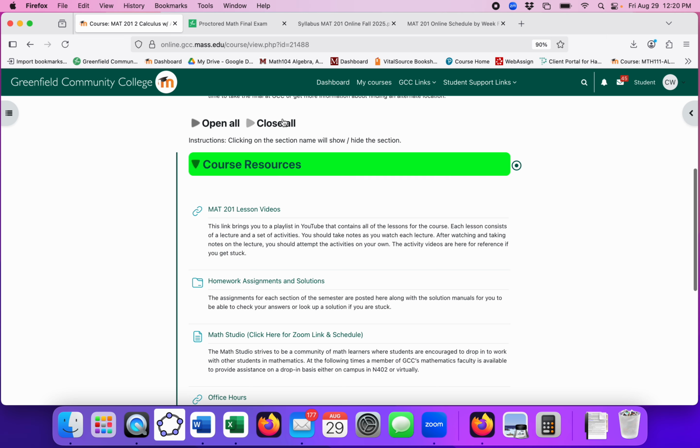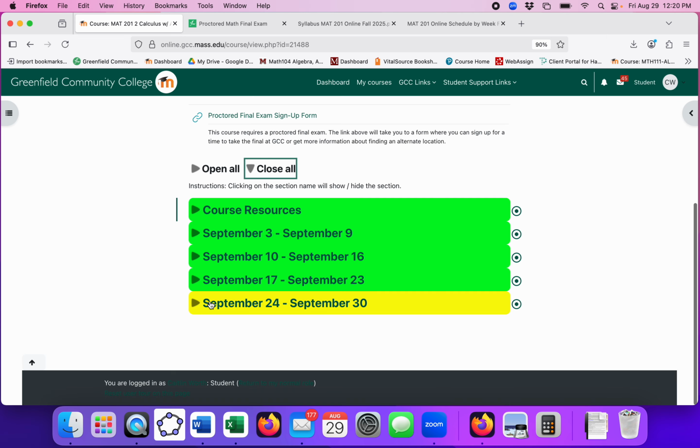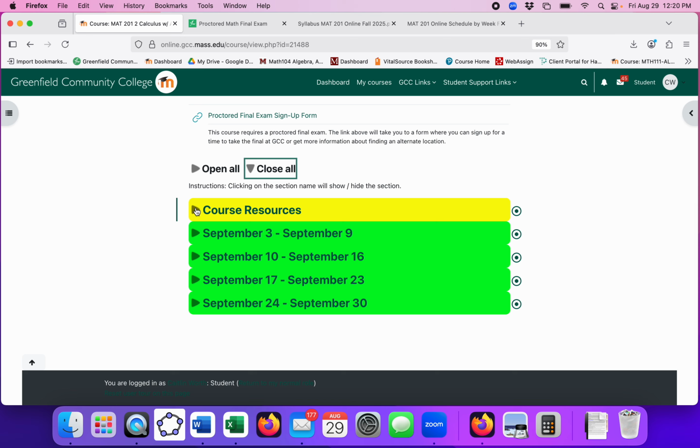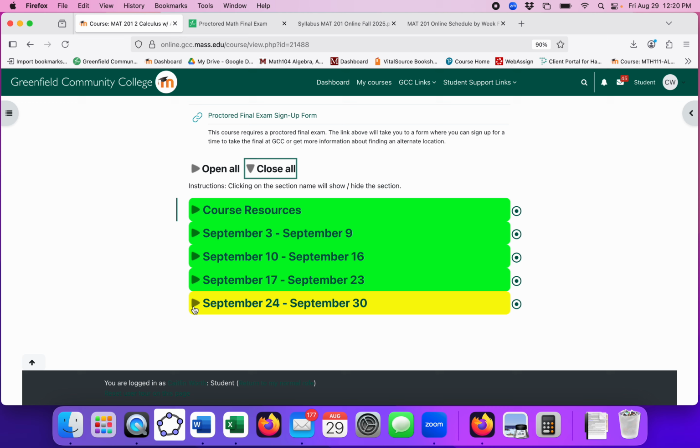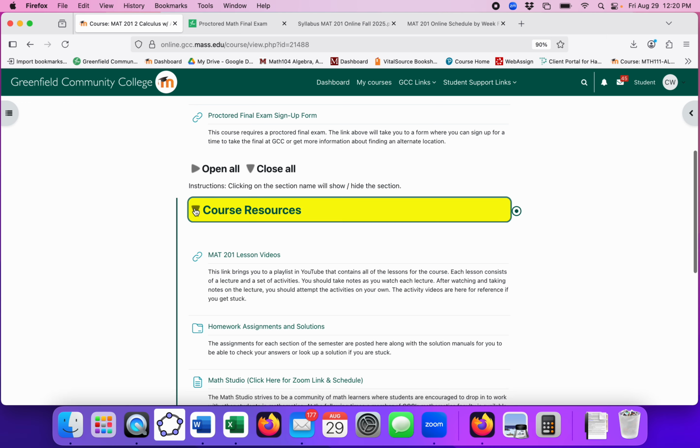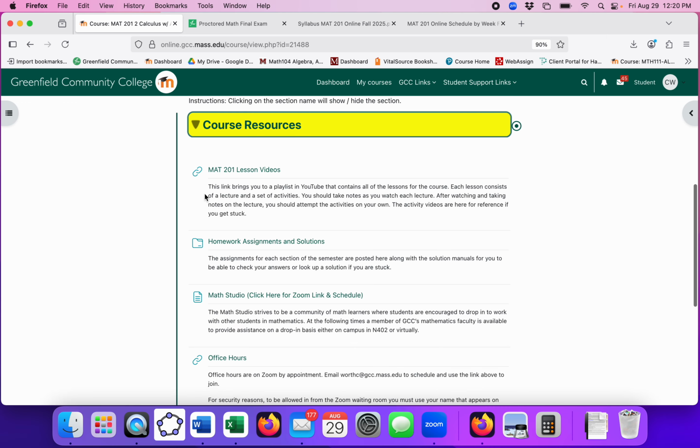Okay, next we have all the blocks for the course. So the very first block is called course resources. And then there's a block for each week of the semester. So far there's only 4 blocks because this is the first time I'm teaching this course online, which means I'm building it as the semester goes. So I have 4 weeks of the semester prepared ahead of time, and I'll show you what each week is going to look like. But in the course resources block, we have a link to the course lesson videos.